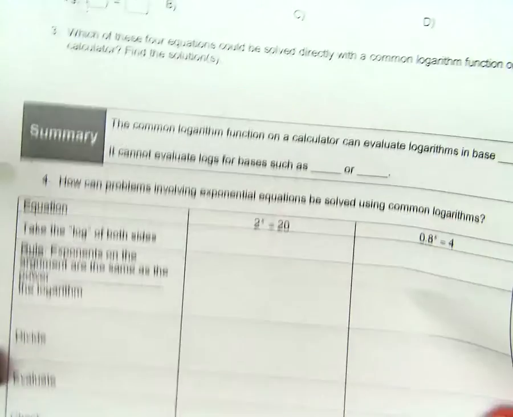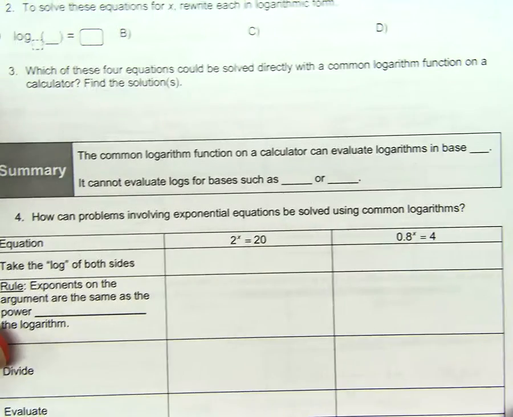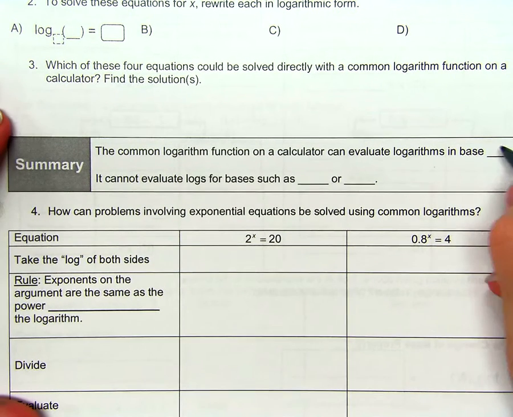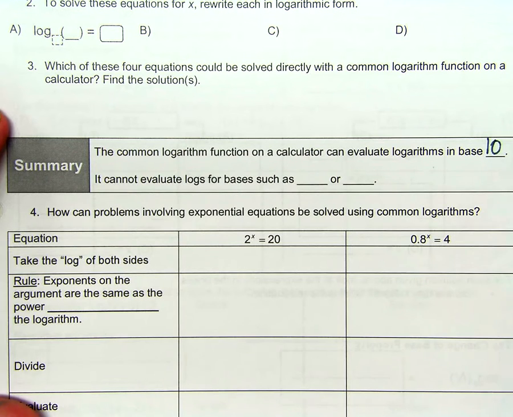So let's start right here where it says summary. The common logarithm function on a calculator can evaluate logarithms in base... What base can the calculator do? Base 10. You remember that? Okay.